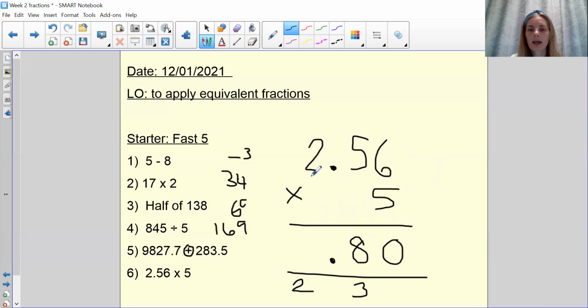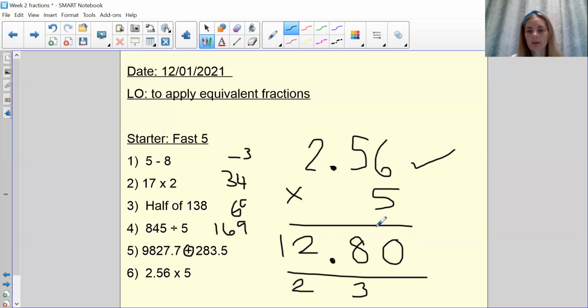Carry the 2, and 5 times 2 is 10. 10 plus 2 is 12. Going to go and check, have I written the numbers down correctly? Yes, I have. I'm happy. Have a quick little look. Yes, that's 30. So there's the 30.